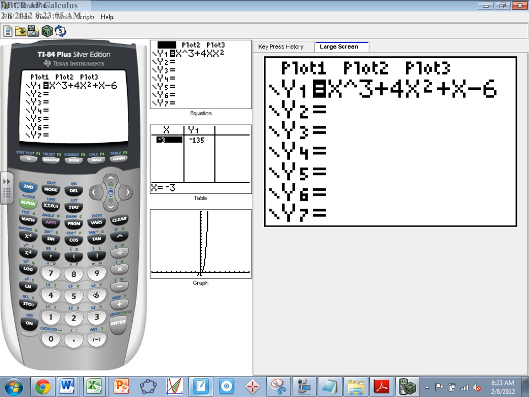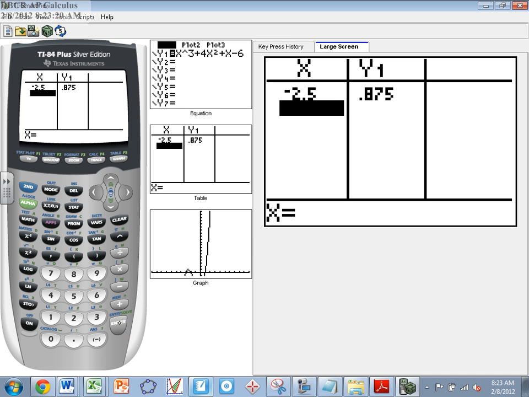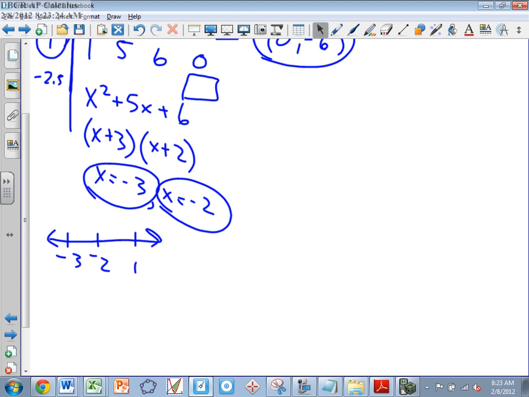Now I go second table. I notice there's a 3 in my table. I'm not looking for 3. Just hit delete if it bothers you. Next, type negative 2.5 and hit enter. There's your number, 0.875. So go back to your screen here. We want the point, so let's list it: negative 2.5, 0.875. There's my next point I'm going to use.